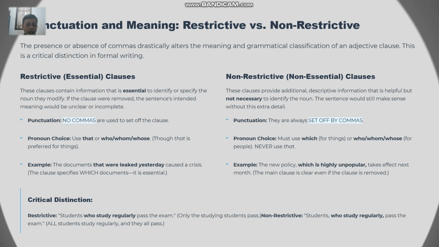Critical distinction. Restrictive: students who study regularly pass the exam. Only the studying students pass. And non-restrictive: students, who study regularly, pass the exam. Meaning all students study regularly and they all pass.